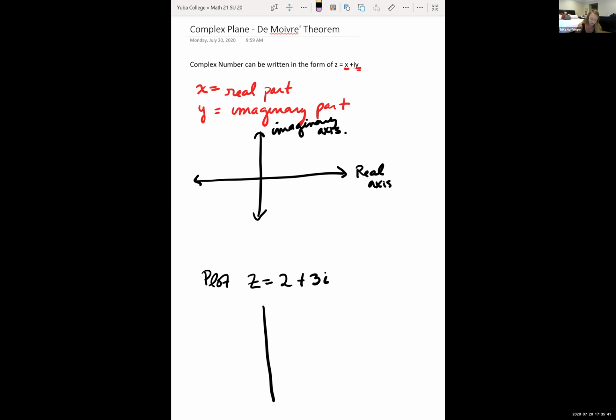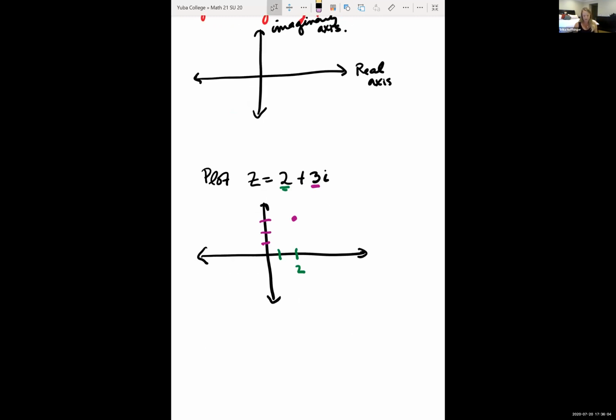And so for this problem, we would fall in quadrant 1. And so you would go over the real part, 2, and then because it's positive, we're going to go up 3. And so we get a point right here. So notice this. We can form a triangle. We're getting good at this, right?